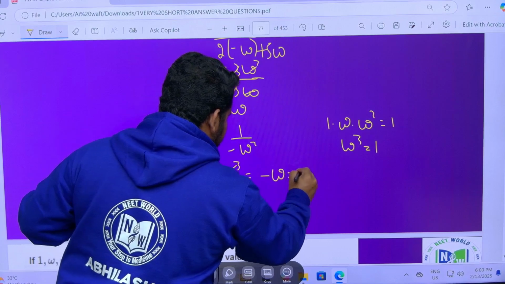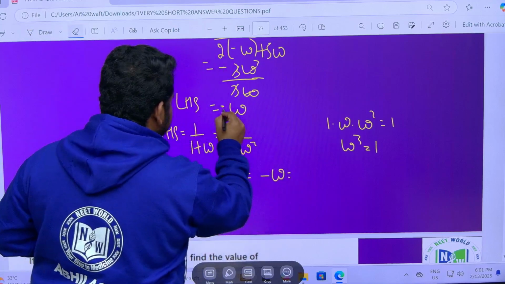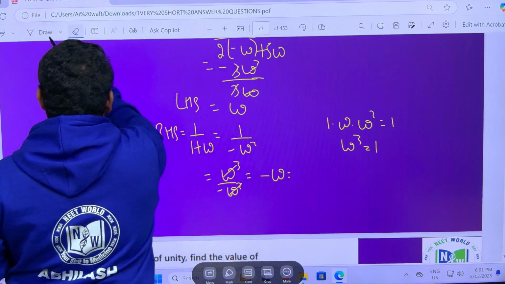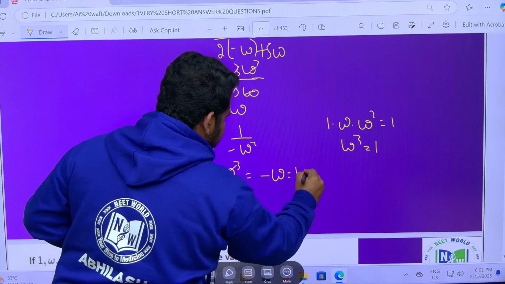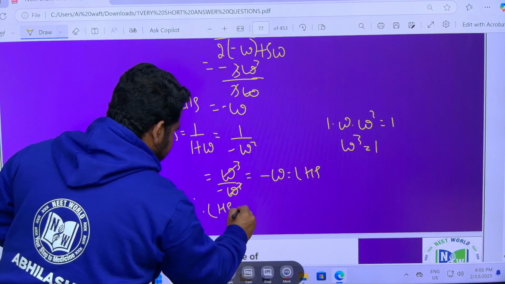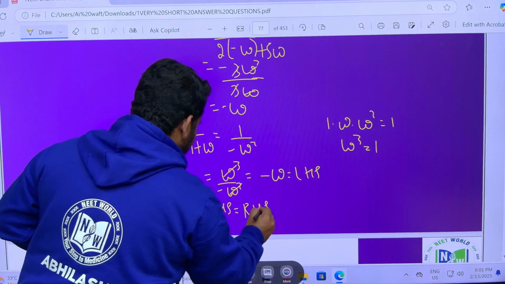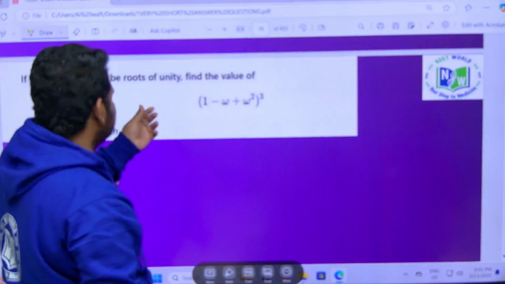That is nothing but equal to LHS. We got here also minus omega. LHS we got minus omega, RHS also we got minus omega. So therefore LHS is equal to RHS. Okay, we have proved it. Next one. Next question is: 1, omega, omega square are the cube roots of unity.